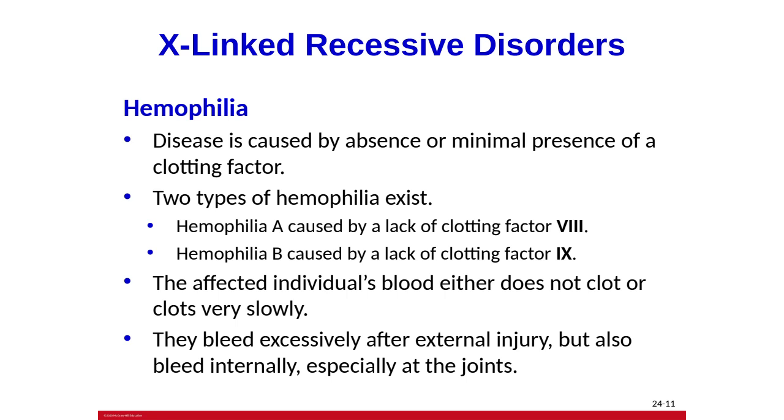Another very well-known X-linked recessive disorder is hemophilia. This is a disease caused by the absence or minimal presence of clotting factors. Clotting factors are plasma proteins that help in the blood clotting process. There are 2 types of hemophilia that are passed on this way. There's hemophilia A, which is caused by a lack of clotting factor 8. And there's hemophilia B, which is caused by a lack of clotting factor 9.